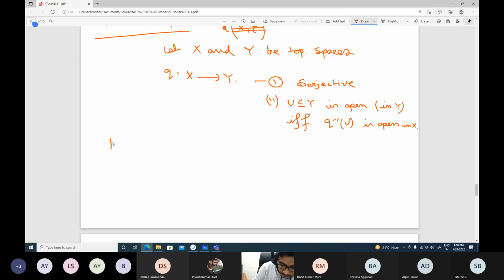Now there are several classifications: if we have a Q from X to Y that is surjective, which is either open or closed, then it is a quotient map. Then Q is a quotient map.